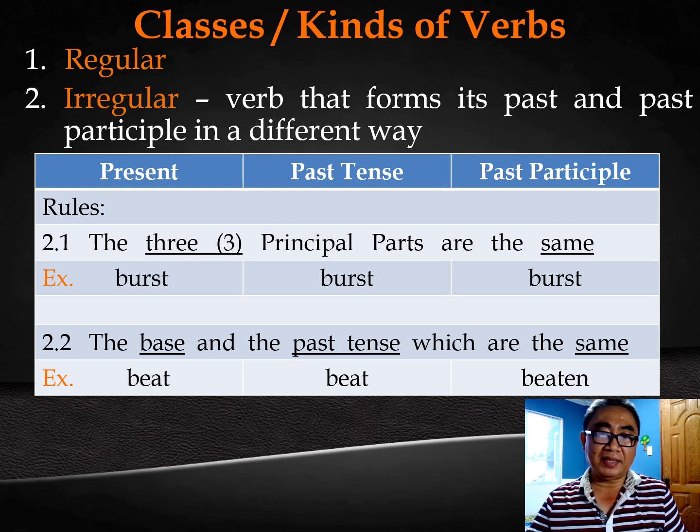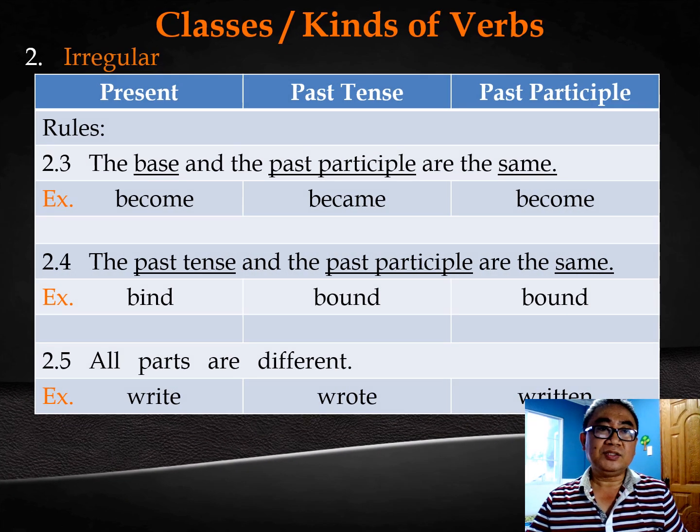The base and the past tense are the same, like beat, beat, beaten. 2.3, the base and the past participle are the same: become, became, become. So present and the past participle are the same. The past tense and the past participle are the same, like bind, bound, and bound. Past tense, past participle, bound. They are the same. All parts are different, like write, wrote, and written.